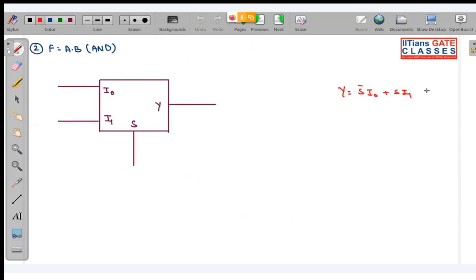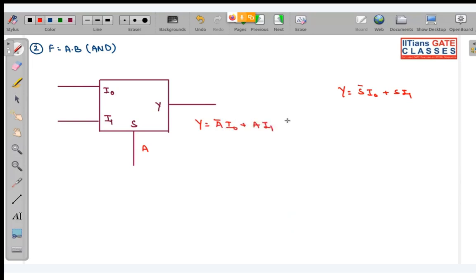Tell me what will be the input and selection lines over here so that you get AB. You require AB. One thing is fixed: you can take the selection line as A. So if you write Y, this will be A complement I naught plus A I1.